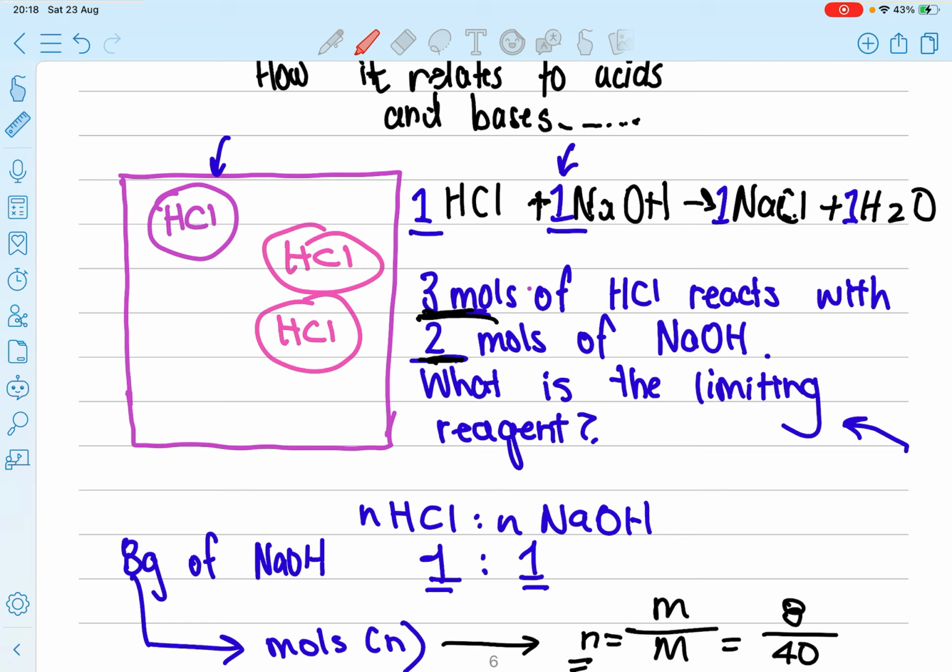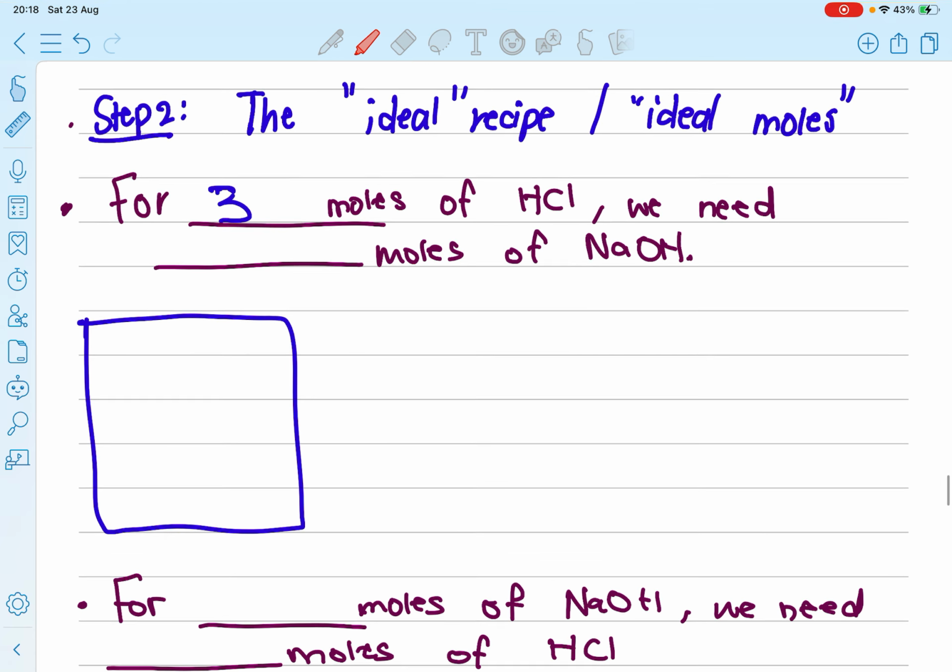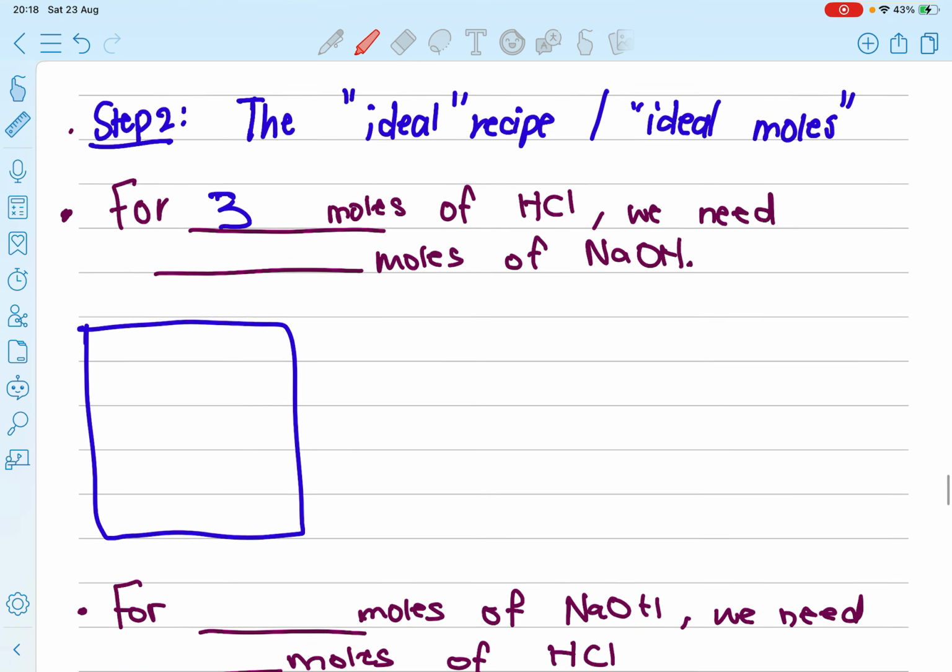But let me just remove one of them. It's almost as if you're doing a recipe. You're trying to find out, look, I've got water and I want my juice to taste a specific way. How much Oros should I put in it? How much sugar should I put in it? Right, that's what you're doing here. So create an ideal recipe.